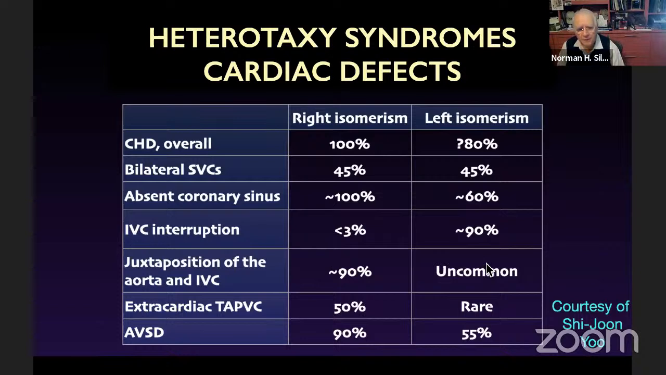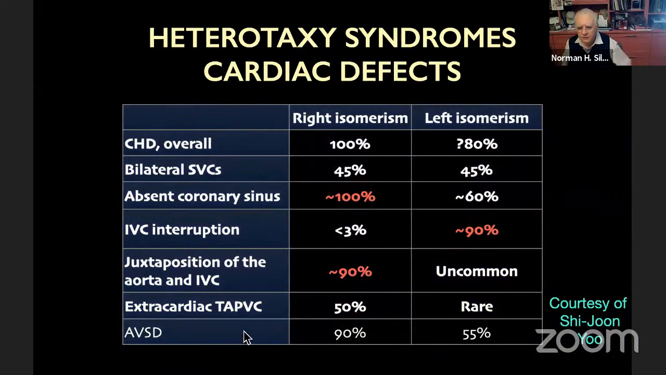Now, I'm using work of my colleagues that have been giving this talk over years, and this is an example from Dr. Shi-Jun Yoon from Toronto, who described the overall heart through the patterns: the bilateral SVCs, the coronary sinus, the IVC interruption, juxtaposition of the aorta and the IVC, extracardiac total anomalous pulmonary venous return, and the presence of AV septal defects. And this can be used to recognize what you're doing.